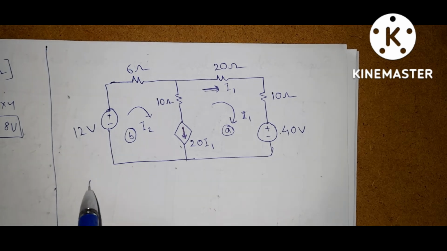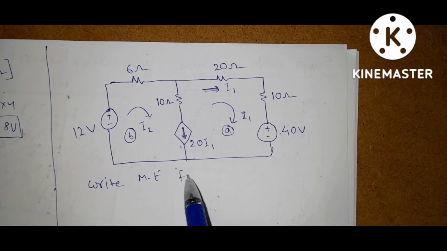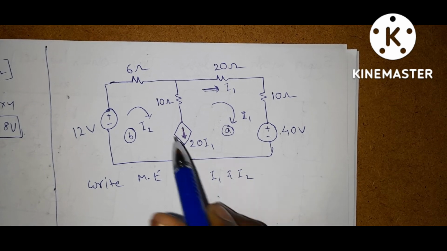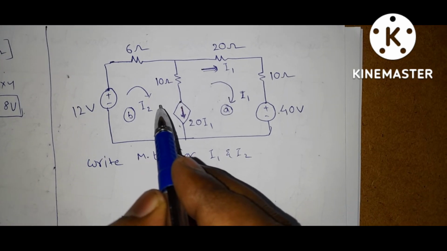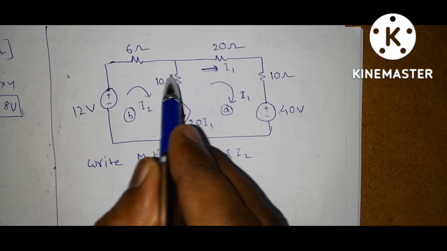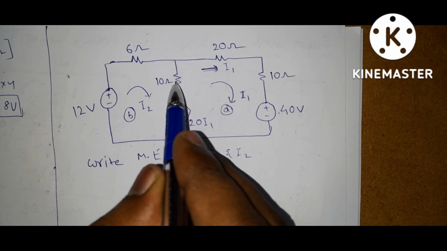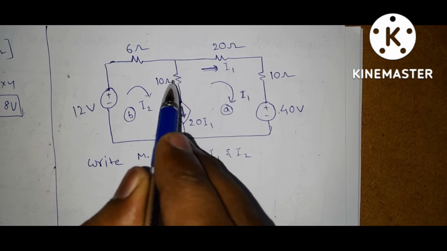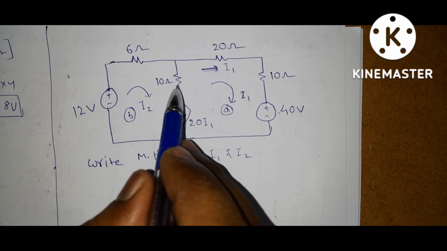Now write the mesh equation for I1 and I2 combinedly. Why? Because this is a supermesh analysis. In supermesh analysis, if there is any resistance in series with the current source, we can neglect or exclude it. There is no resistance here. But whenever you want to calculate powers in the circuit, we should consider this 10 ohm resistance. For mesh analysis, we can exclude it.